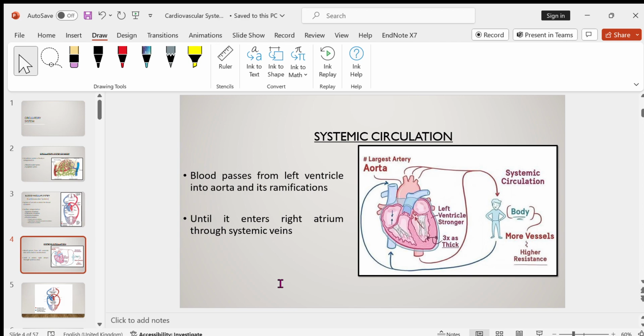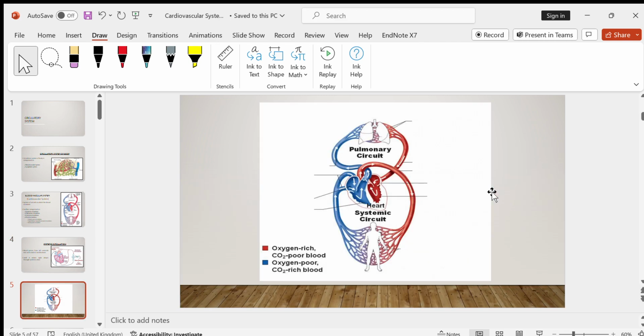Now, systemic circulation is the one in which the oxygenated pure blood flows out of the heart through the aorta and revolves around the body and supplies oxygenated blood to different organs and systems of the body. And the deoxygenated blood is returned back to the heart through the superior and inferior vena cava. So, this system of circulation is called the systemic circulation.